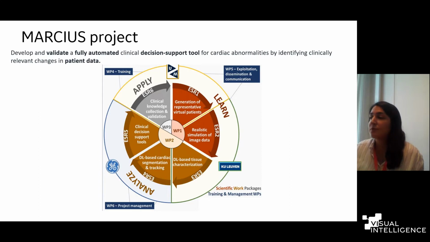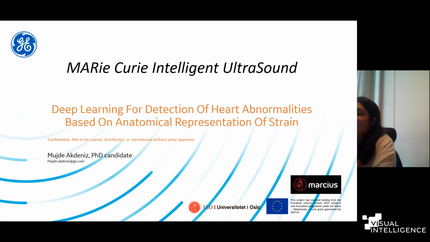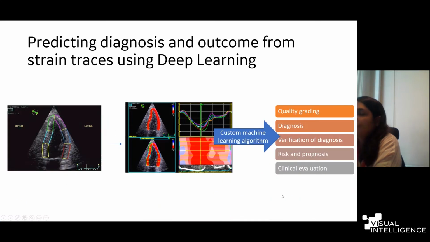We would like to generate virtual patient data and realistic ultrasound simulations based on that. Using these, we want to train custom machine learning algorithms for multiple tasks, such as segmentation and clinical decision making. We would like to also collect real patient data and validate the algorithms in the clinical setup. So my project has the title Deep Learning for Detection of Heart Abnormalities based on anatomical representation of strain. And what is strain is a question that I will hopefully answer very shortly.